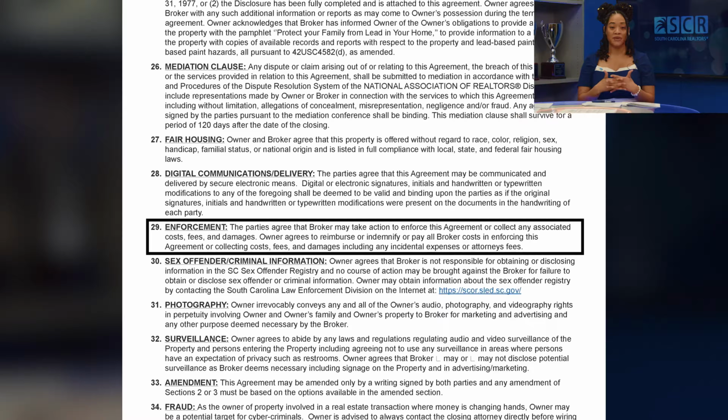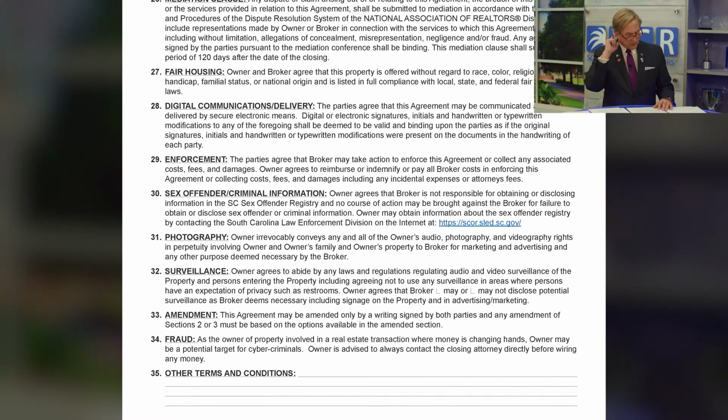Section 29, enforcement. This section adds a little bit of teeth to the contract and allows the broker to fully enforce this contract. It also states that the owner will indemnify any costs related to enforcing this contract on behalf of the broker.